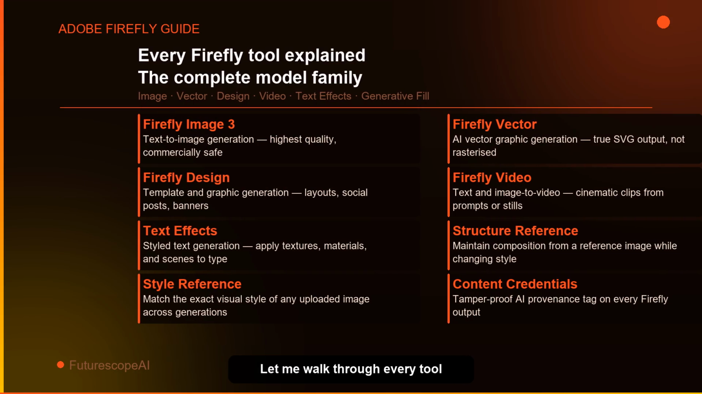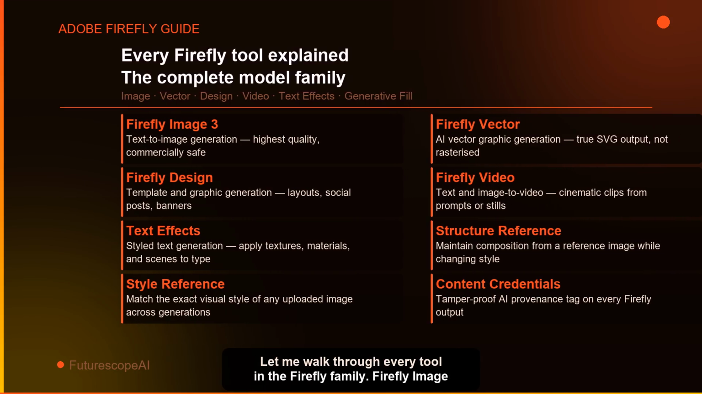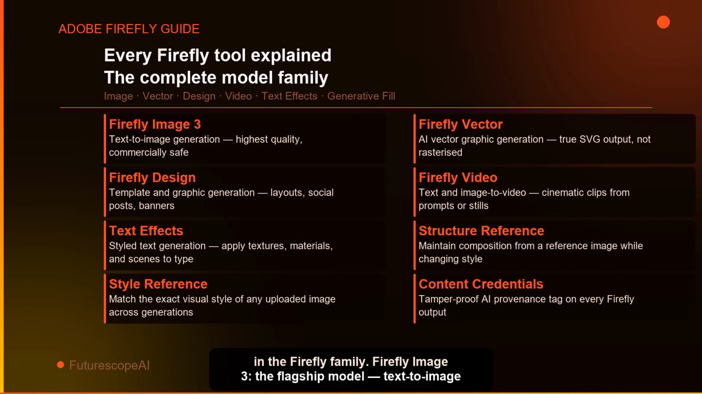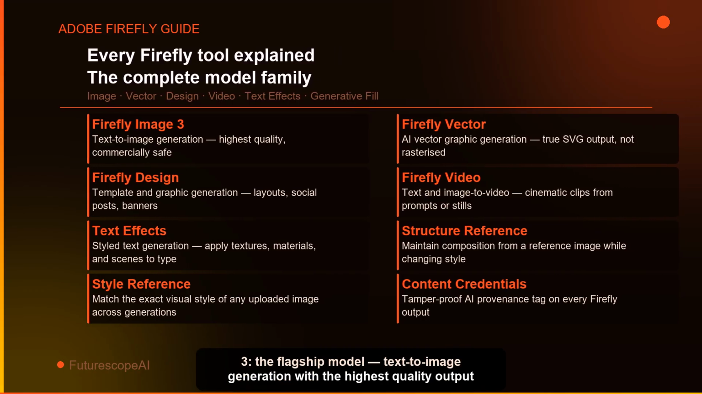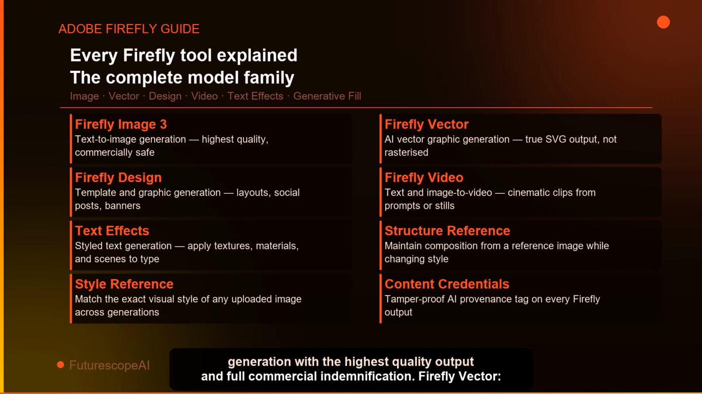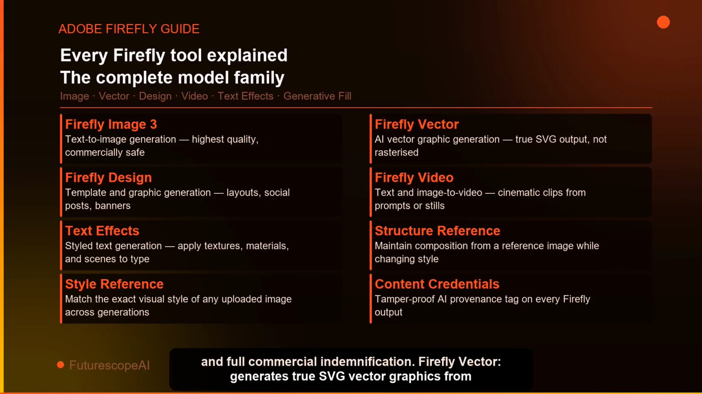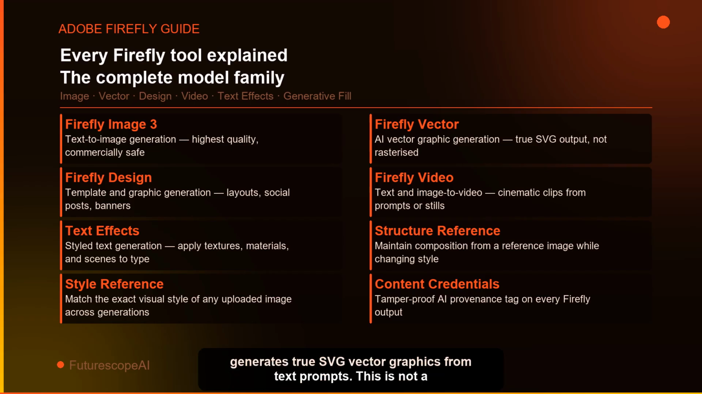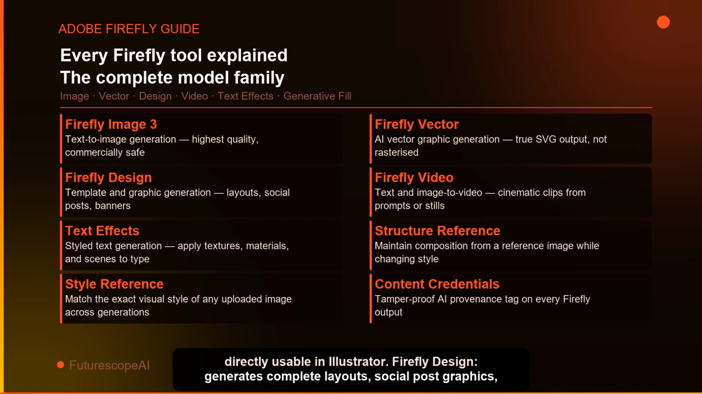Let me walk through every tool in the Firefly family. Firefly Image 3, the flagship model, text-to-image generation with the highest quality output and full commercial indemnification. Firefly Vector generates true SVG vector graphics from text prompts. This is not a rasterized image converted to vector, it is native scalable vector output, directly usable in Illustrator. Firefly Design generates complete layouts, social post graphics, and banners from text descriptions or template prompts. Firefly Video, text-to-video and image-to-video generation, cinematic clips from written descriptions or still images.